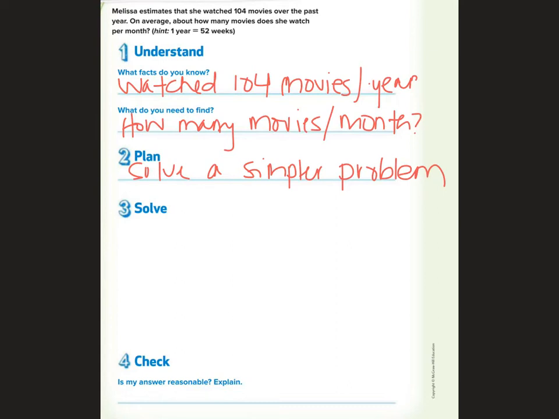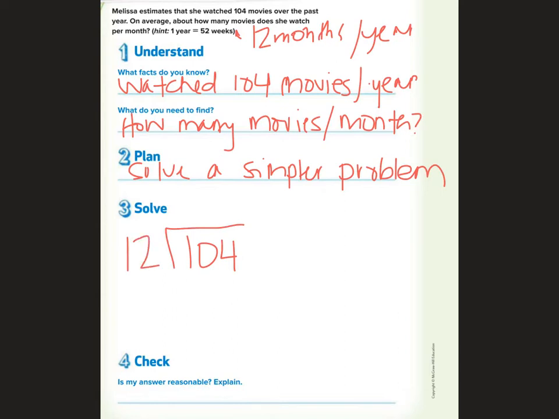I wonder why they told us weeks. Because we know that there's 12 months per year. Interesting. So anyways, I'm noticing that I need to do 104, and I need to divide that by 12 months in a year.